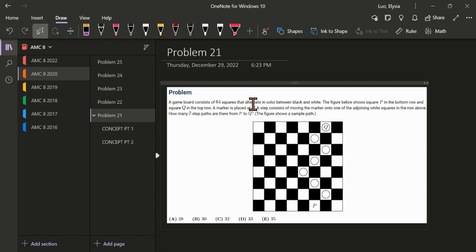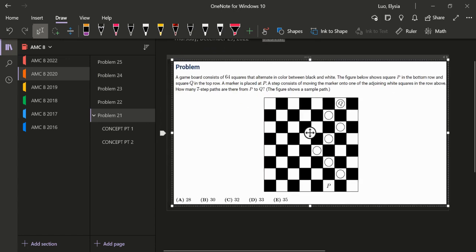Today we will be doing question 22 on AMC 8 2020. Now this question is a bit more of a conceptual problem, so if you understand the concept behind this question, it will be really easy for you to solve any variation of this question. So let's read the question first.